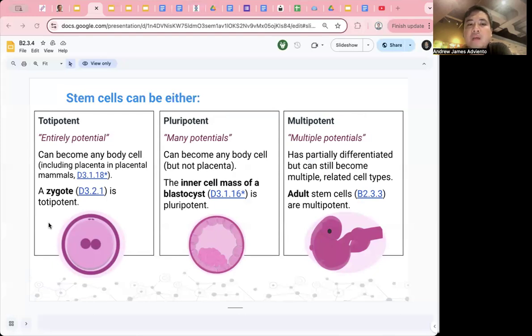Pluripotent stem cells are the most prevalent during early embryonic development because they must generate all the cell types that form the body. Without them, complex organisms like us wouldn't exist.